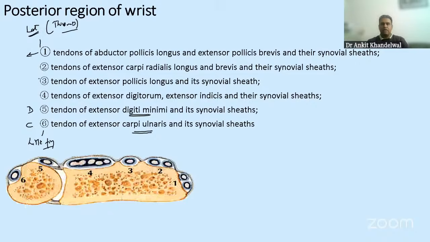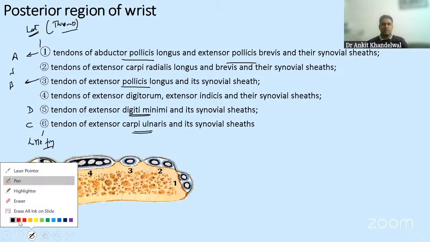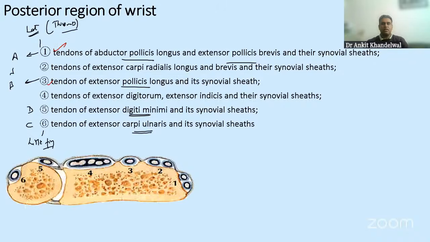Number 1 and number 3 compartments are the boundaries of the anatomical snuff box: abductor pollicis longus, extensor pollicis brevis, and extensor pollicis longus. So how many compartments are done? We had done compartments number 1, 3, 5, and 6. Let me change the color over here. So compartments 1 and 3, anatomical snuff box. 5 and 6 is DC, D for digiti minimi, and C for carpi ulnaris. Okay, all are extensors.